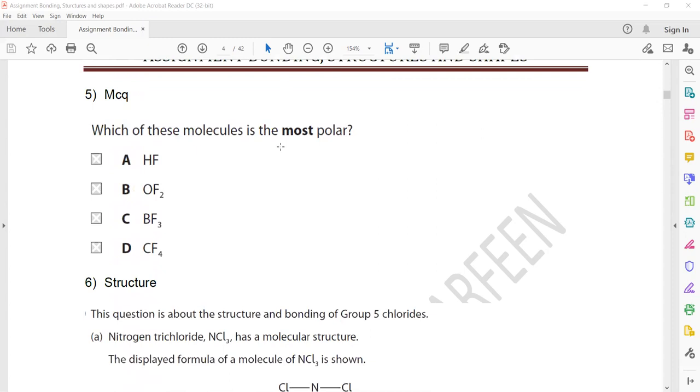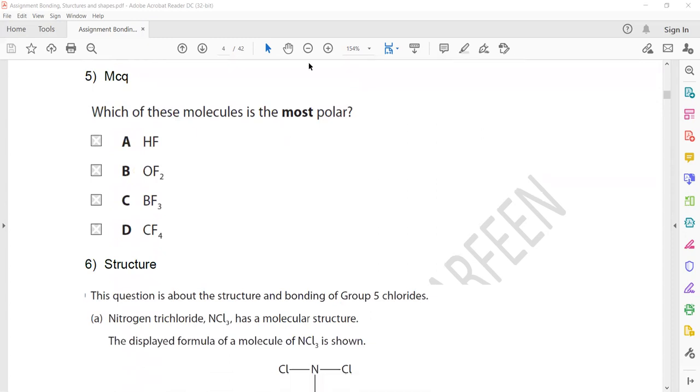In question 5, which of these molecules is the most polar? Looking at electronegativity, fluorine is the most electronegative element, followed by oxygen and then nitrogen. So which of these molecules is most polar?